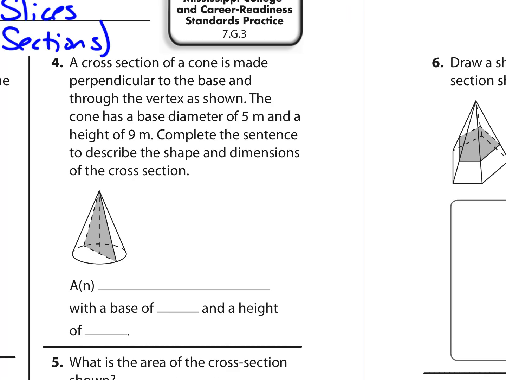Number 4, a cross section of a cone is made perpendicular to the base and through the vertex as shown. So we have this cross section it's describing, and we see that it is a triangle that goes through a cone. The cone has a base diameter of 5 meters, so this distance across is 5, and a height of 9 meters. Complete the sentence to describe the shape and dimensions of the cross section. So it is a triangle with a base of 5 and a height of 9, and these are in meters.